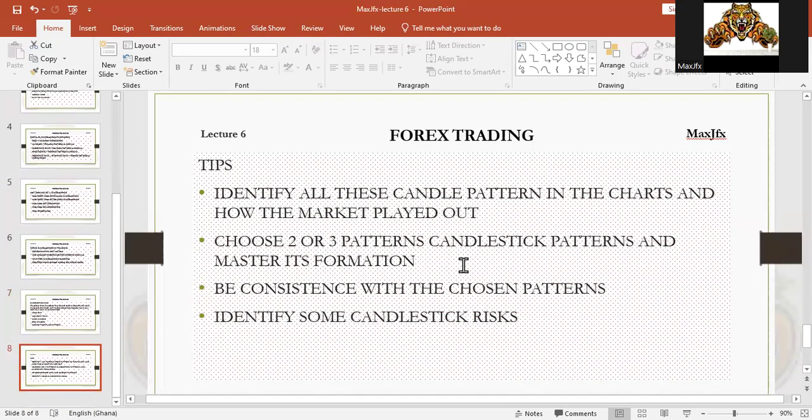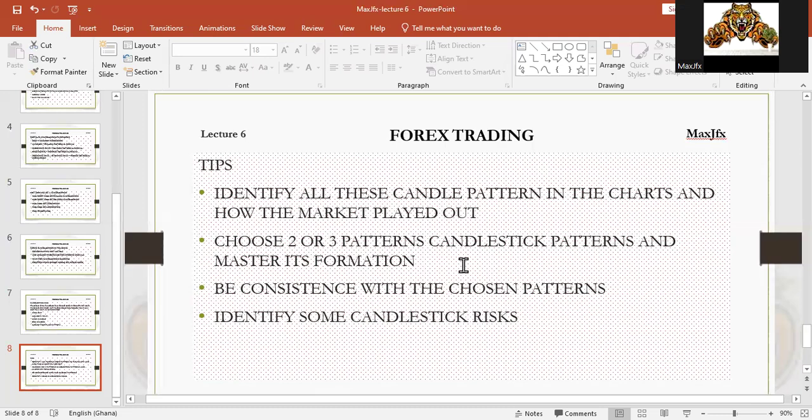And also the tips. What I want you to do, if you have time, is identify all these candlestick patterns in the chart and how the market played out. Also choose 2 or 3 candlestick patterns and master their formation. Just master how they form, and be consistent with those patterns. And also identify some candlestick risks that you may see as you go through the market.